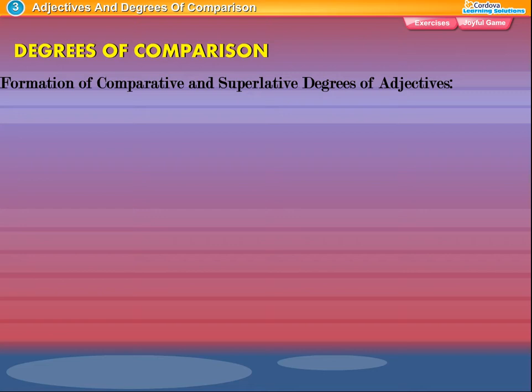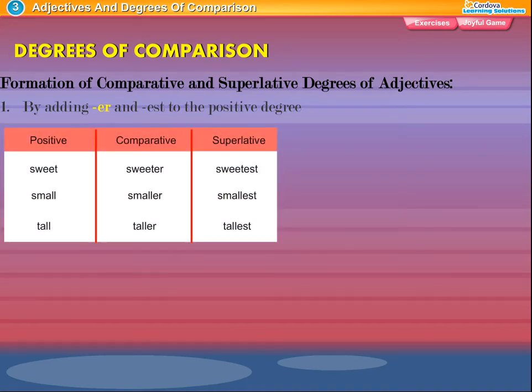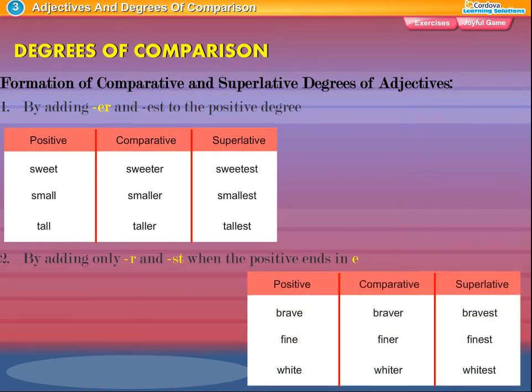Formation of comparative and superlative degrees of adjectives by adding er and est to the positive degree. Positive, comparative, superlative. Sweet, sweeter, sweetest. Small, smaller, smallest. Tall, taller, tallest. By adding only r and st when the positive ends in e. Brave, braver, bravest. Fine, finer, finest.